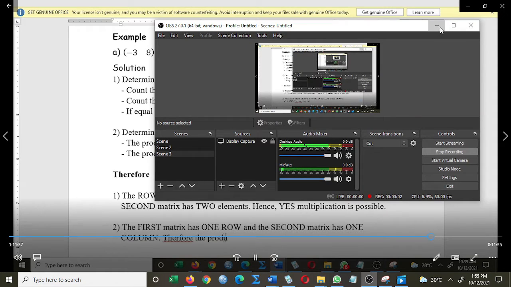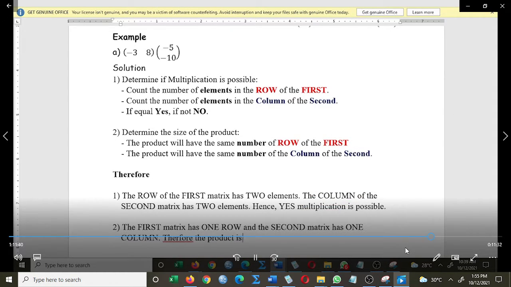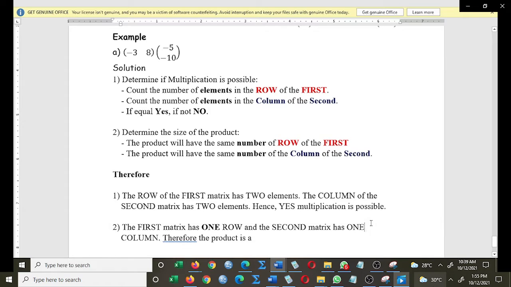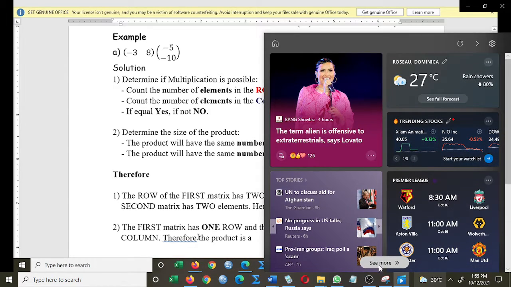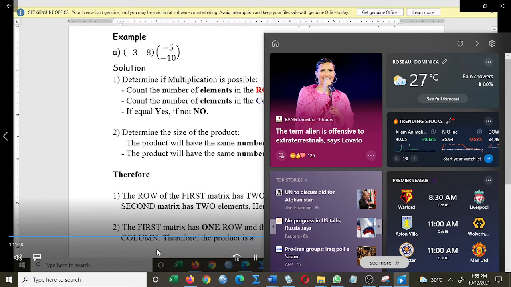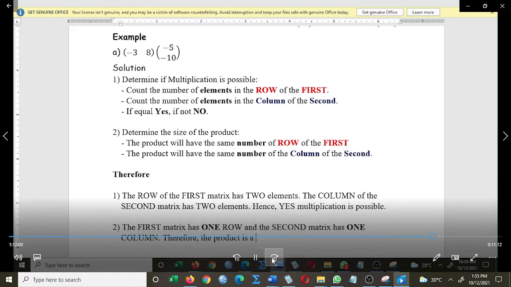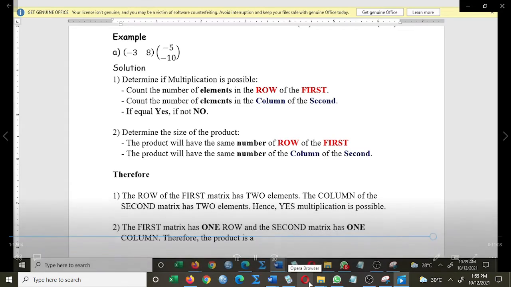The product is a what? The product is a 1 by 1. A 1 by 1, trust me. That's how I promote how to do it. So if you want, you can read what the unit is saying and try to do it that way, but that is the way I promote it. Therefore, the product is a 1 by 1.